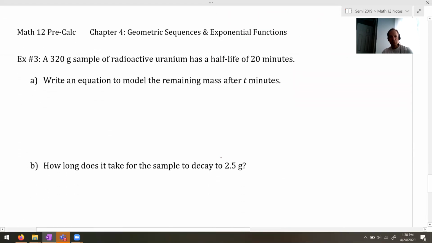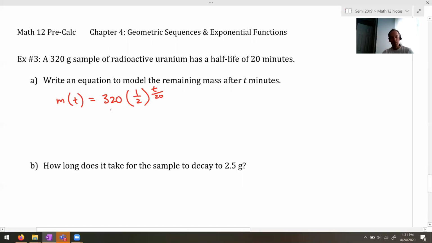So here's an example. A 320-gram sample of radioactive uranium has a half-life of 20 minutes. Okay, so write an equation to model the remaining mass after t minutes. So we're going to say m as a function of time is equal to the original amount, so it's 320. You don't have to put grams. It's half-life, so you're going to have 1/2 of it remaining, and then after 20 minutes, half of it's going to be gone. So it's going to be t over 20. And that's as simple as the process can get.